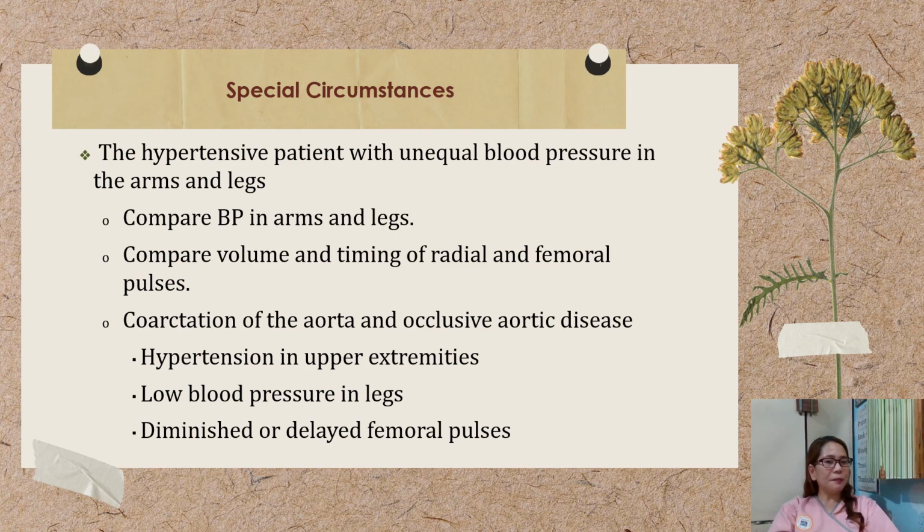So the hypertensive patient with unequal blood pressure in the arms and legs, okay, you have to compare the BP in the arms and legs. Okay, compare volume and timing of radial and femoral pulses. Okay, this could be a sign of coarctation of the aorta and occlusive aortic disease. So there will be hypertension in upper extremities. Mataas yung blood pressure sa upper extremities, low yung blood pressure in the legs. Okay, there are diminished or delayed femoral pulses kapag the patient is experiencing coarctation of the aorta and occlusive aortic disease.